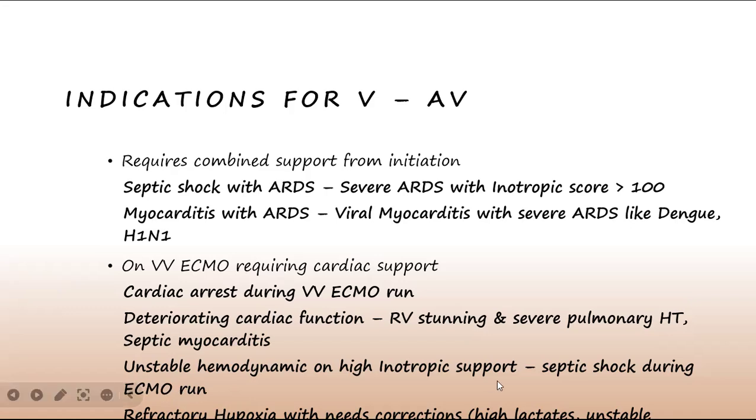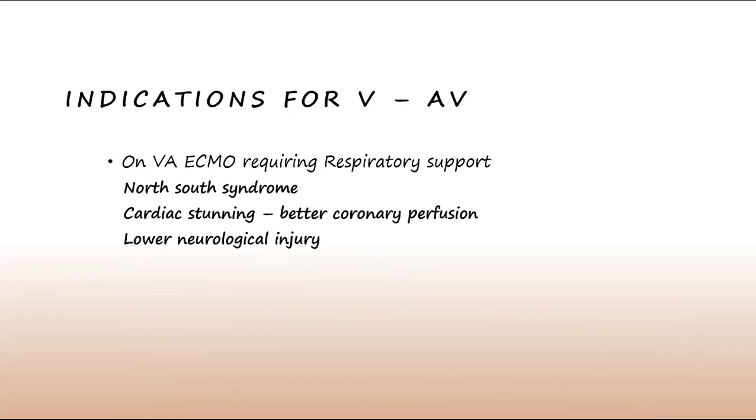Unstable hemodynamics, simple. Septic shock during an ECMO run. Refractory hypoxia, when there are high lactates and unstable urine output, and acidosis, severe acidosis that is setting in, in those situations you can convert VV to VAV. So let us see what are the indications where VA can be converted into VAV.